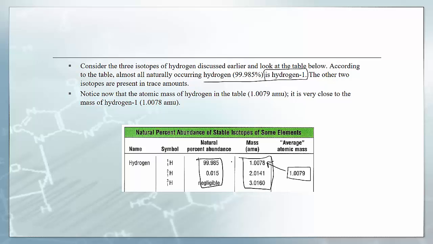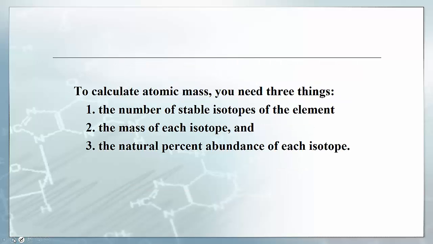So let's get to this. You need these three things. You need the number of stable isotopes of the element, 1, 2, 3, 5, 12, whatever. You need to know their number, like what are they? Carbon 12, carbon 13, carbon 14, that sort of thing. You need to know the mass of each isotope, and you need to know the natural abundancy, percent abundancy, of each isotope. So how often are they found?